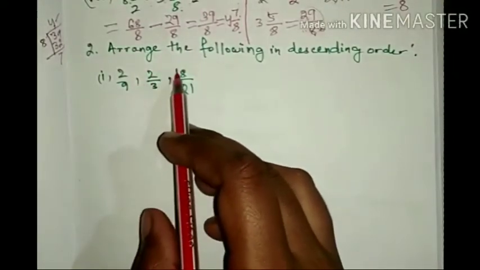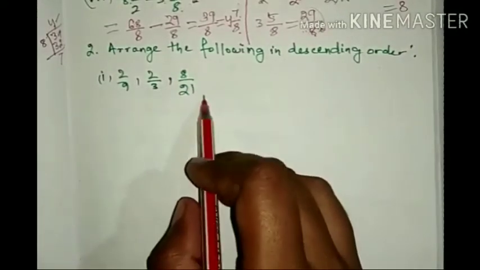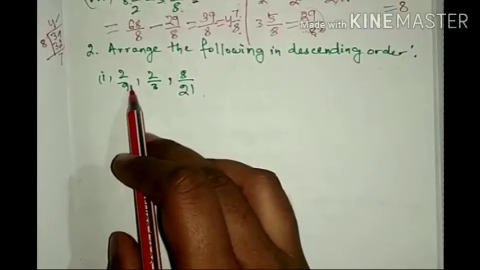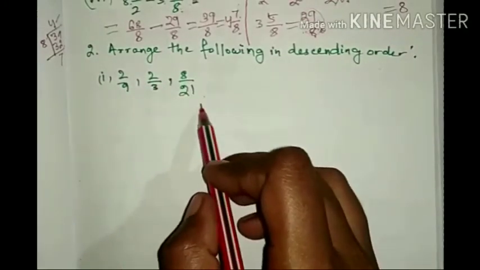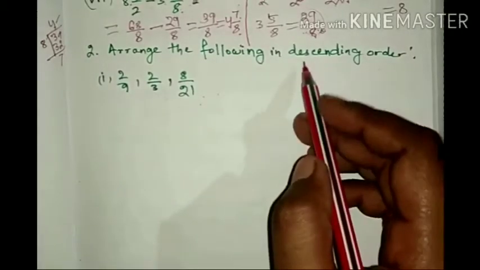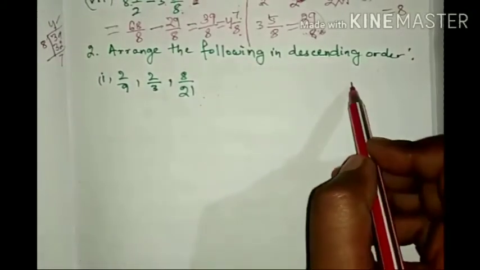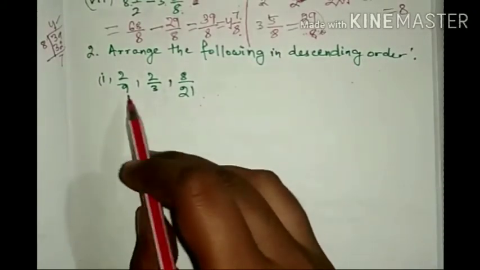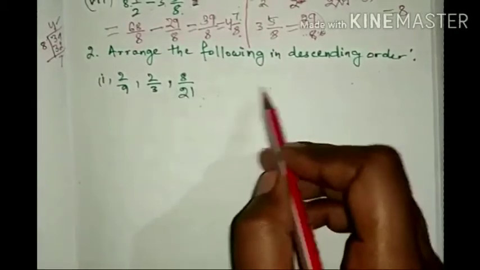Next we'll go to number 2, arrange the following in descending order. One I will do, rest you will do. The numbers given are 2 by 9, 2 by 3, 8 by 21. So all these are unlike fractions. Descending order means we go from greater number to smaller number. So we have to see which fraction is greater.